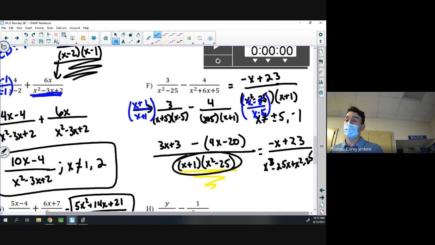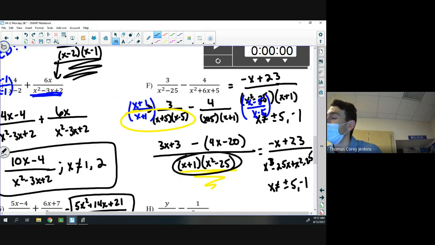And then, Madison, to go back to your question about the restrictions, I always think about the factored form of my LCD. So think about what makes those 0. x plus 1 equals 0 gives me negative 1. x plus 5 equals 0 gives me negative 5. x minus 5 equals 0 gives me positive 5. So that's how we got our restrictions: x can't be positive or negative 5 or negative 1.